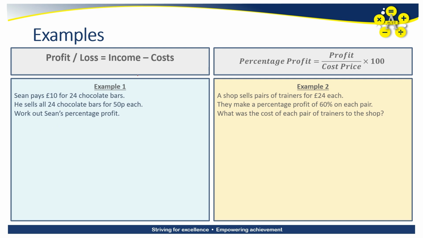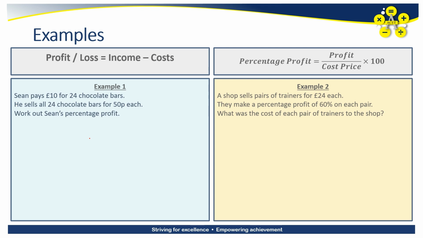So to calculate percentage profit, you need to find out what that profit was, and you divide it by the cost price, and you multiply it by 100. It's very similar to percentage change. So you're interested in the change divided by the original multiplied by 100. So it's just different wording. So it's profit over the cost price.